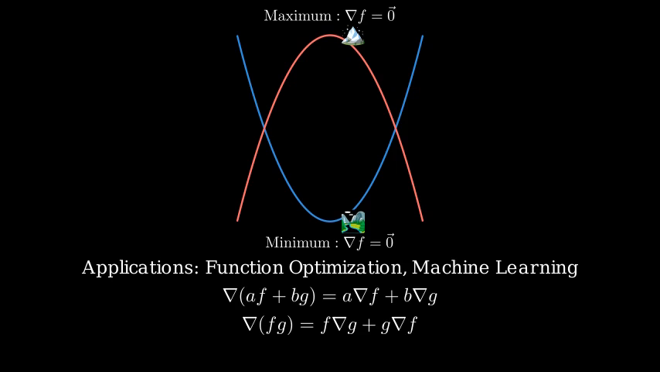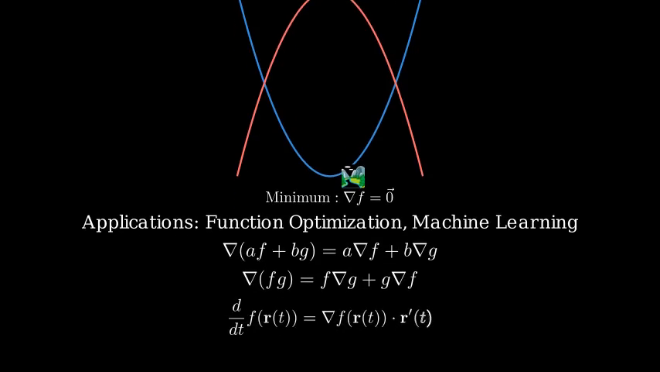Property 7. The gradient satisfies a chain rule. If f is a scalar function and r of t is a vector function, a parameterized curve, then the derivative with respect to t of f composed with r of t equals the dot product of the gradient of f evaluated at r of t with the derivative of r with respect to t. This property is essential for understanding how the gradient transforms under changes of variables and for working with functions along curves in space.